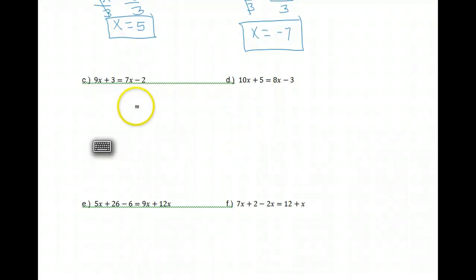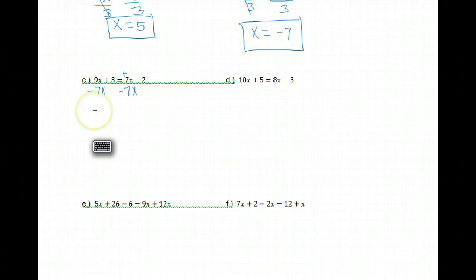So what I choose to do is to move the variable term that's smaller in value. We have a 9x and a 7x. Which one's smaller? Obviously the 7x is smaller. So since it was a positive 7, I will move it using subtraction. So I'm going to subtract 7x from both sides.